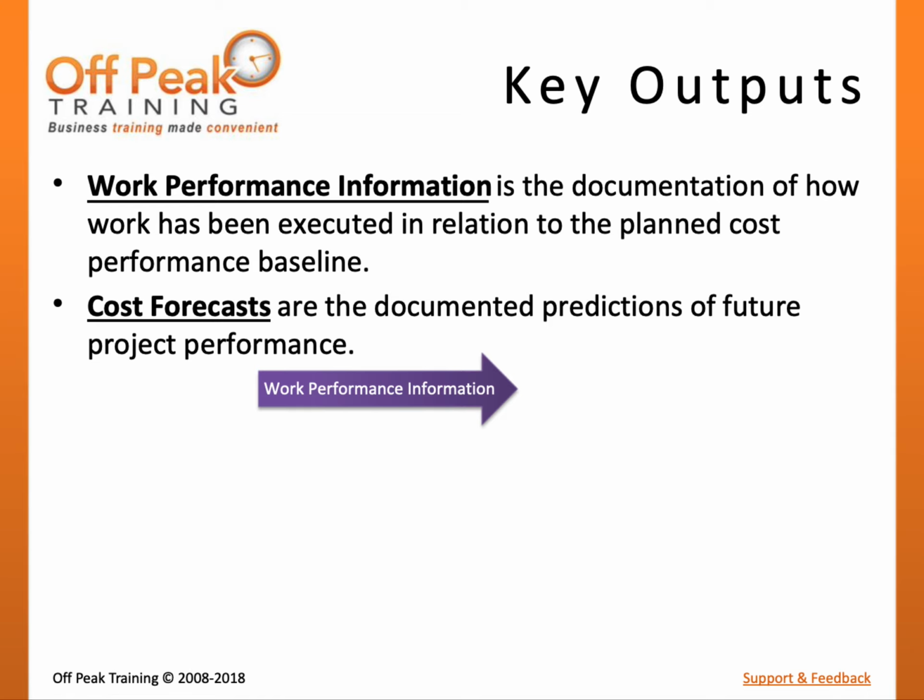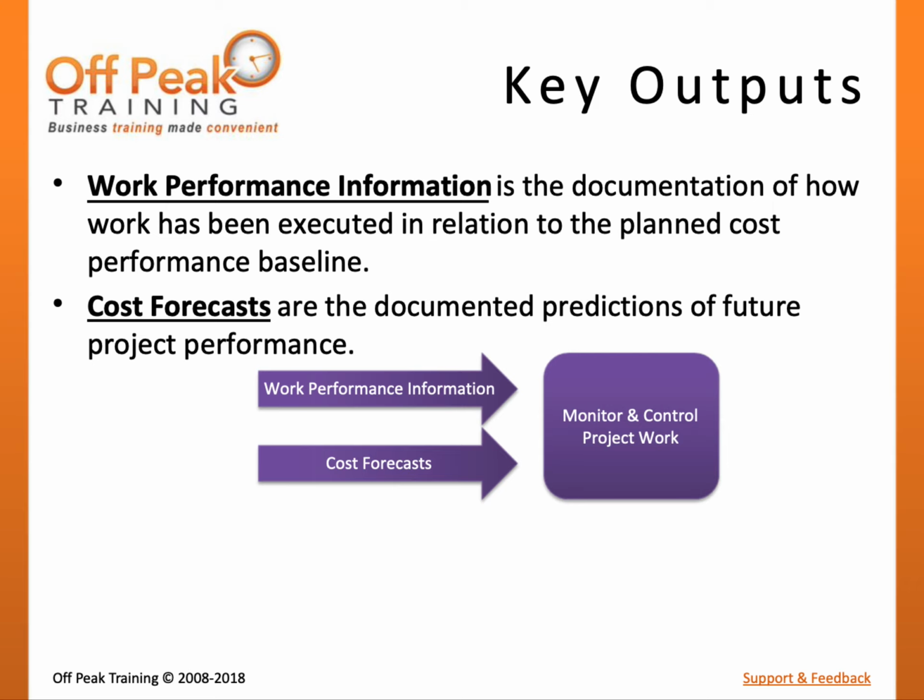When earned value techniques are used, this performance can be measured using values such as cost variance or cost performance index. Cost forecasts are the documented predictions of future project performance and results, often based on past performance. This may include values such as estimate at completion, or EAC. Both work performance information and cost forecasts will be inputs to the monitor and control project work process, where they will be consolidated with other performance information to provide an overall understanding of project performance.